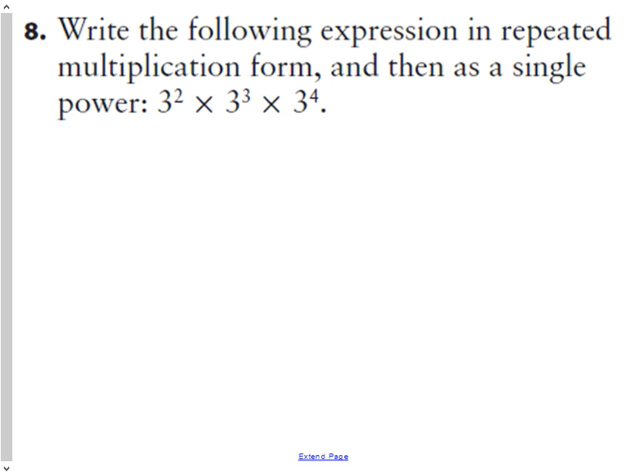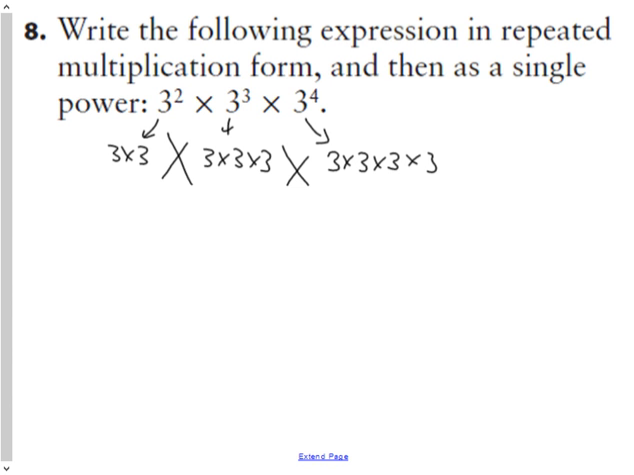Question 8. Write the following expression in repeated multiplication form and then as a single power. So, repeated multiplication would be 3 times 3 for this one, multiplied by 3 times 3 times 3 for that one, multiplied by 3 times 3 times 3 times 3 for this one. How many 3's are being multiplied together? There are 2, 5, 9. So as a single power, it's 3 being multiplied by itself 9 times. An easier way would have been just keep the base and add your exponents. You would have got the same answer without having to write it in repeated multiplication.